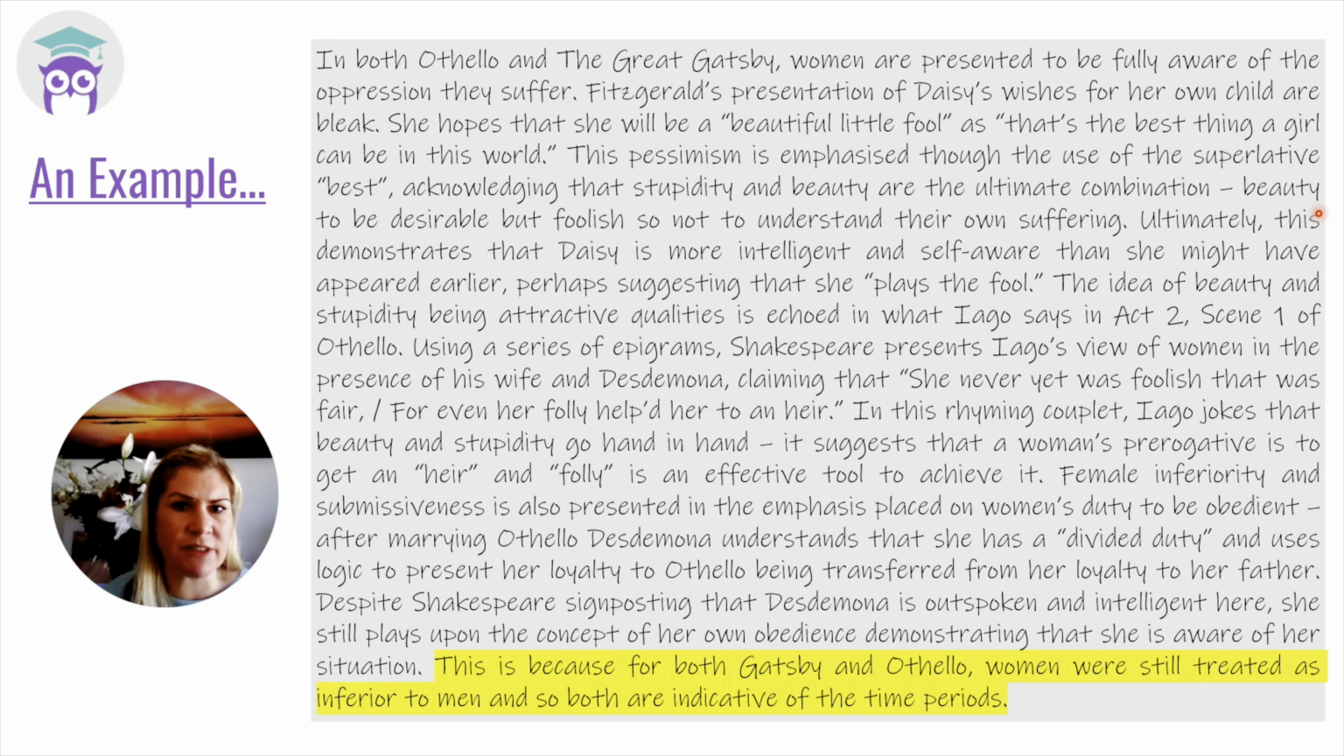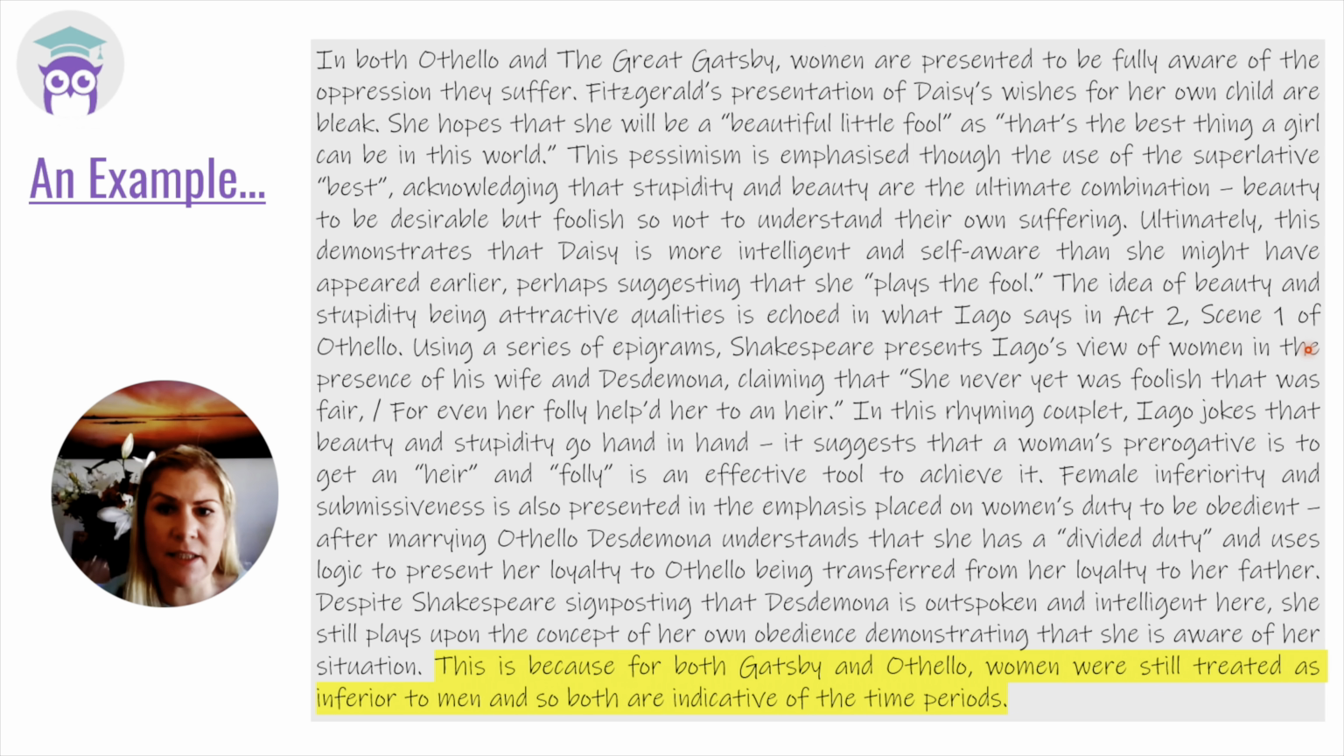Ultimately, this demonstrates that Daisy is more intelligent and self-aware than she might have appeared earlier, perhaps suggesting that she plays the fool. The idea of beauty and stupidity being attractive qualities is echoed, so here's my comparative link, in what Iago says in Act 2, Scene 1 of Othello, using a series of epigrams, so there is a bit of critical terminology for you, focusing on form.